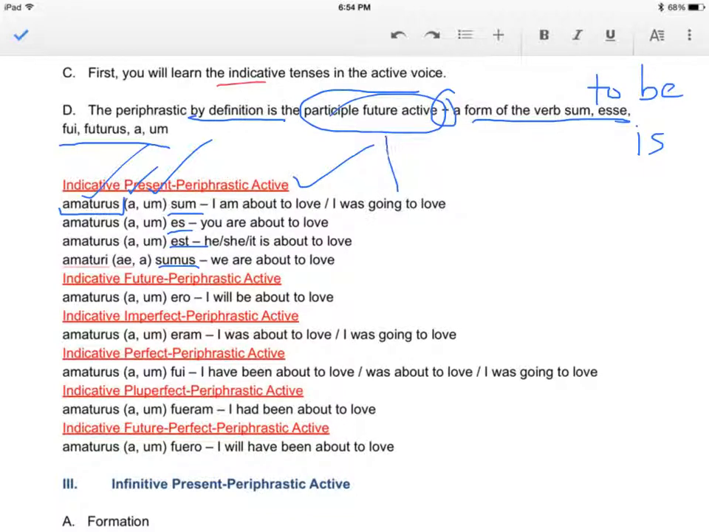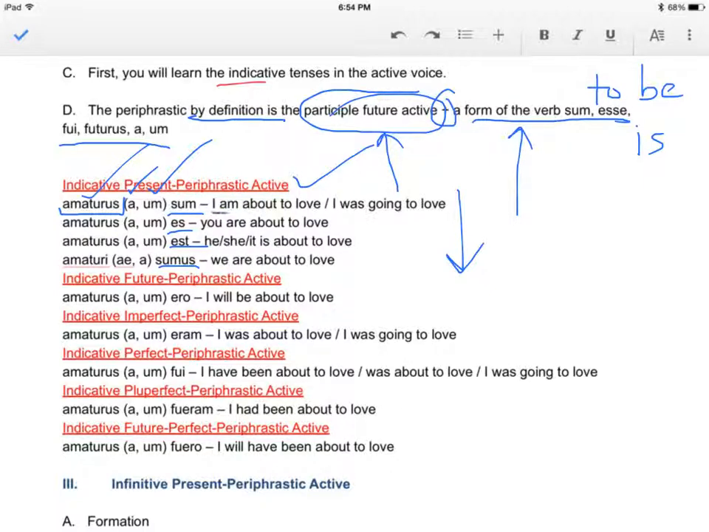You've taken the fourth principal part and you've added a form of the verb to be. In this case, it's the indicative present active: sum, es, est, sumus, estis, sunt. I only wrote out to sumus for the sake of space. You pick one gender only, depending on what the subject of the sentence is.